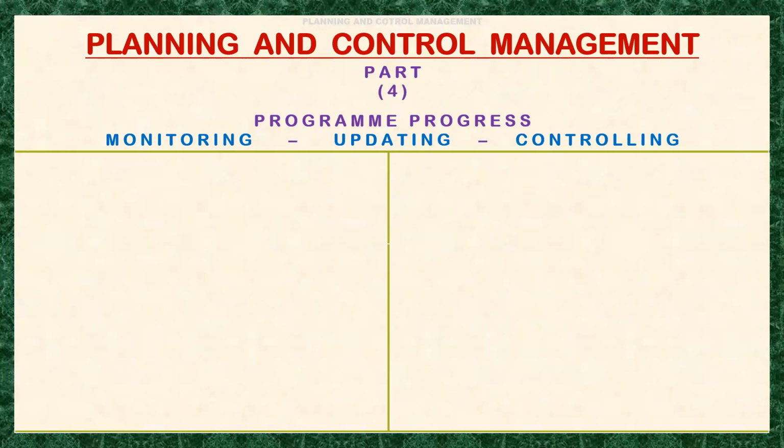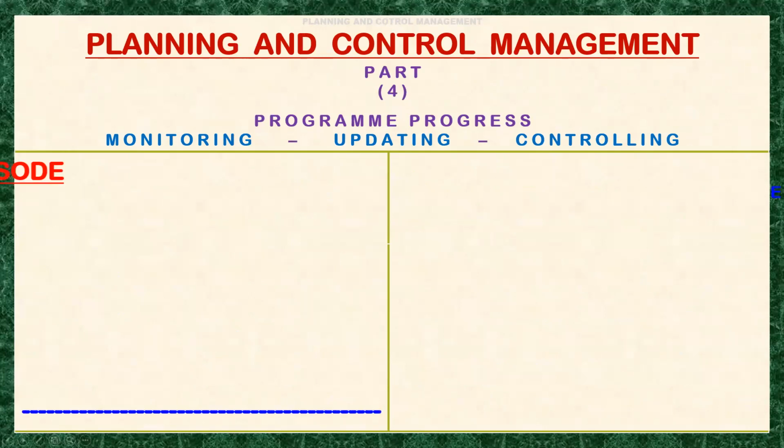Good morning to everyone. God bless us all. So we are now on the screen, the planning and control management part 4. That is program progress monitoring, updating, and controlling.